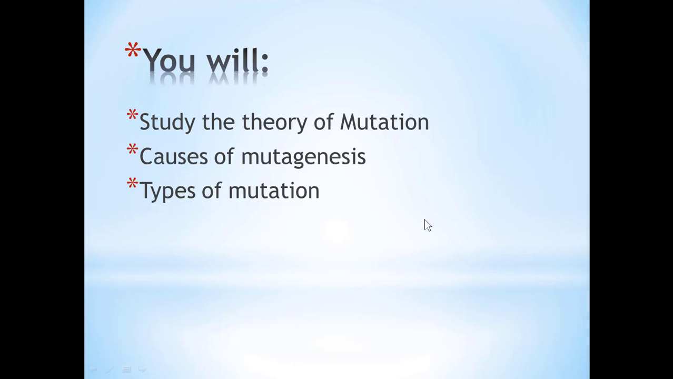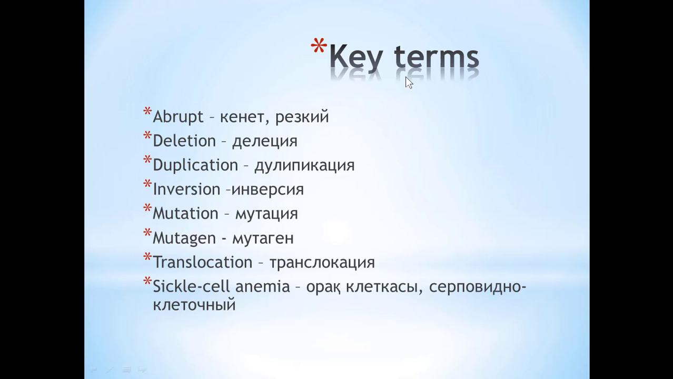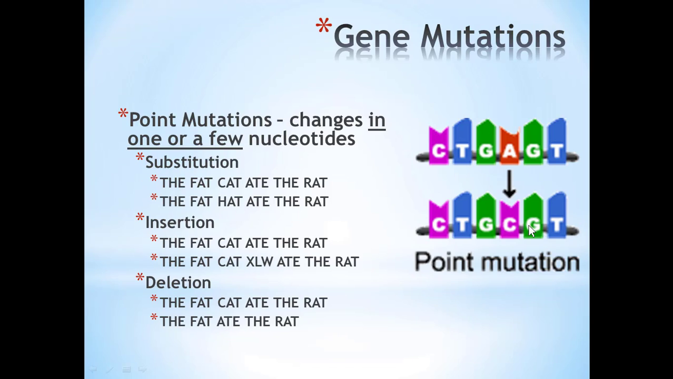You will study the theory of mutation, causes of mutagenesis, and types of mutation. And it will be better if you know this terminology: abrupt, deletion, duplication, inversion, mutation, mutagen, translocation, and sickle cell anemia. From here you can see the types of mutations.